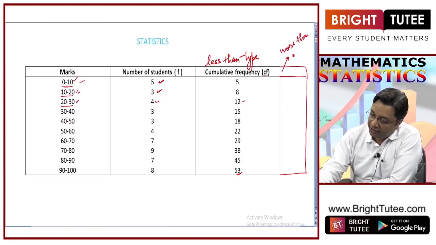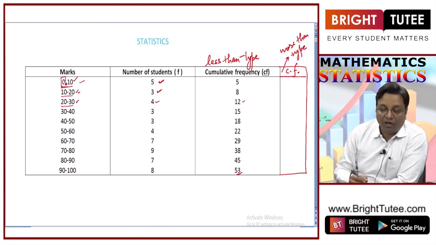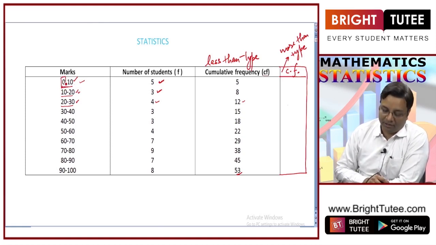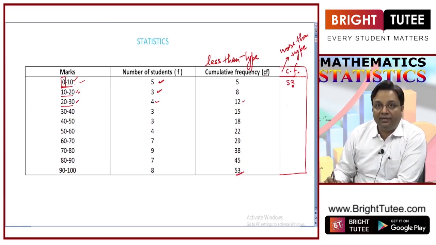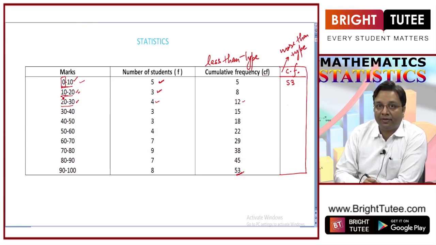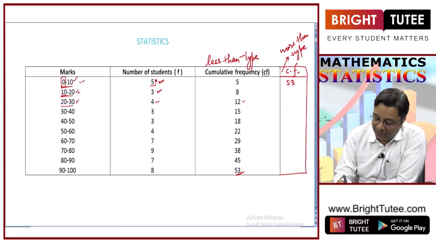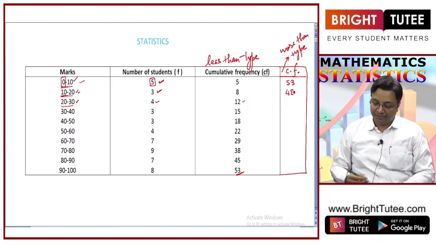So, this is more than type cumulative frequency. Now, let us look at the lower limit here, 0. So, how many students have got more than 0 marks? You will say all of them, that is 53, right. Now, if I ask you how many students have got more than 10 marks, you will say apart from these 5, everybody else has got more than 10. So, I will subtract 53 minus 5, that is 48 students are such who have got more than 10 marks.